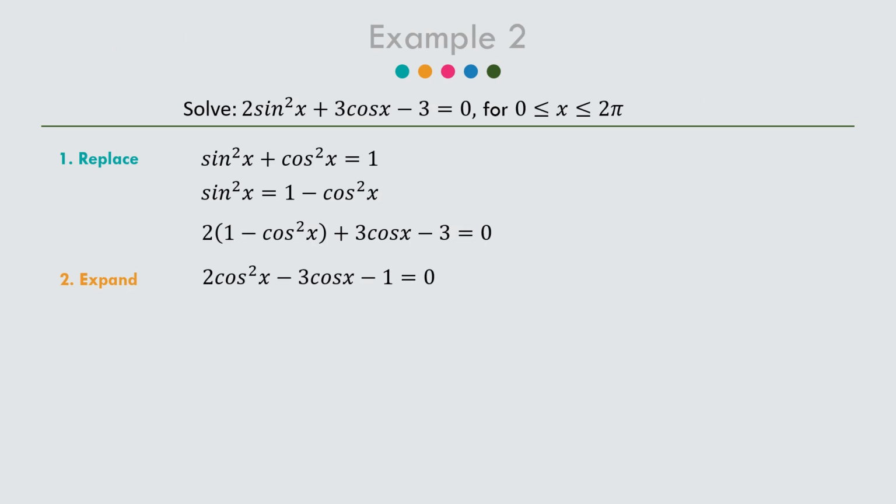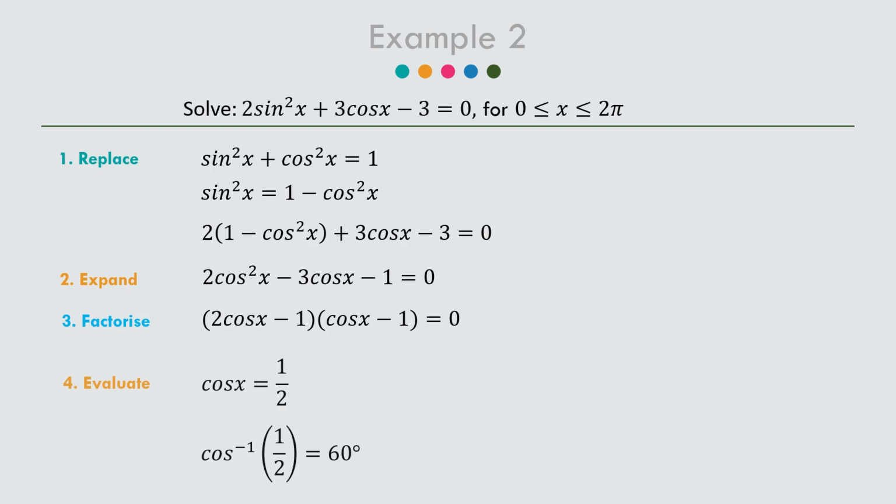Step 2. Expand. Expanding the brackets gives us 2 cos squared x minus 3 cos x minus 1 equals 0. Step 3. Factorise. If we factorise the above expression, this leads to 2 cos x minus 1 multiplied by cos x minus 1 equal to 0. Step 4. If we take the first bracket and rearrange, we can see that cos x equals a half. Simply take the inverse of this and you will find your first solution, which is 60 degrees.